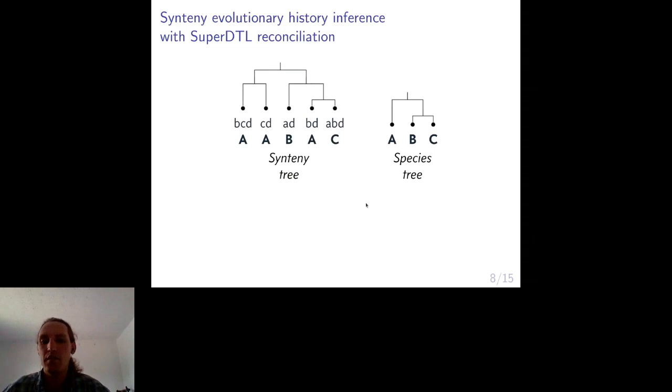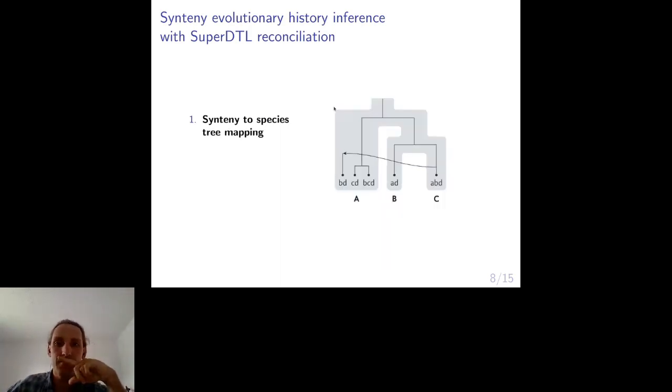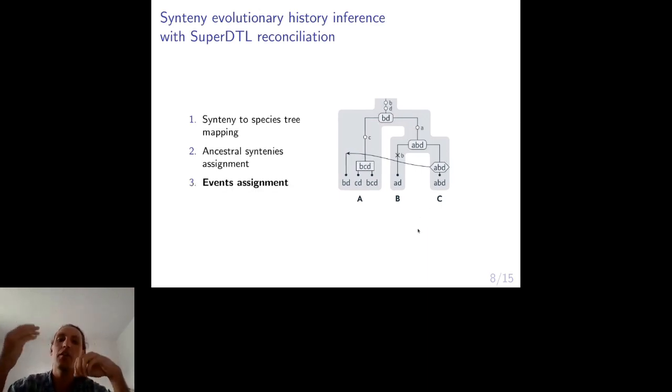Here is a short description of the algorithm. We take as input a synteny tree and a species tree. The first step consists of mapping the synteny tree into the species tree, which is the first step of reconciliation. After that, you have the assignment of ancestral syntenies. And finally, you have the assignment of evolutionary events along the evolutionary history of the synteny. I won't go into the details of the algorithm because I want to present the results we obtained on the CRISPR-Cas gene synteny.